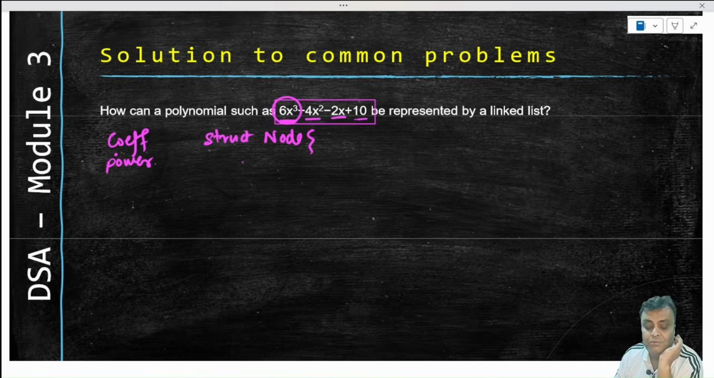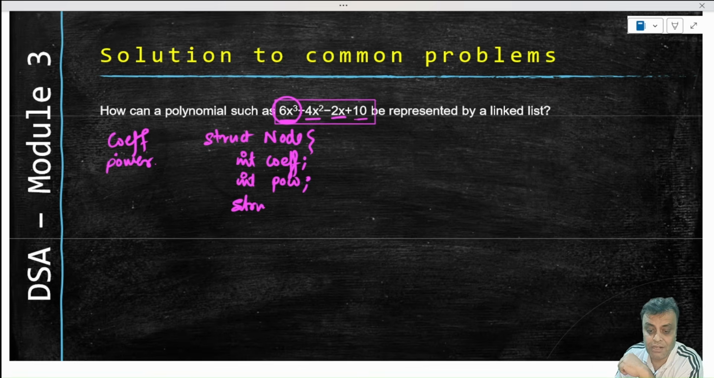Struct node, we will store what? What is the coefficient? It's going to be an integer. So we will say integer coefficient, right? And what will the next thing need to be stored? We have to store the power. So we will say integer power. What next we have to store? We have to store the next pointer, right? So we will say struct node star next.